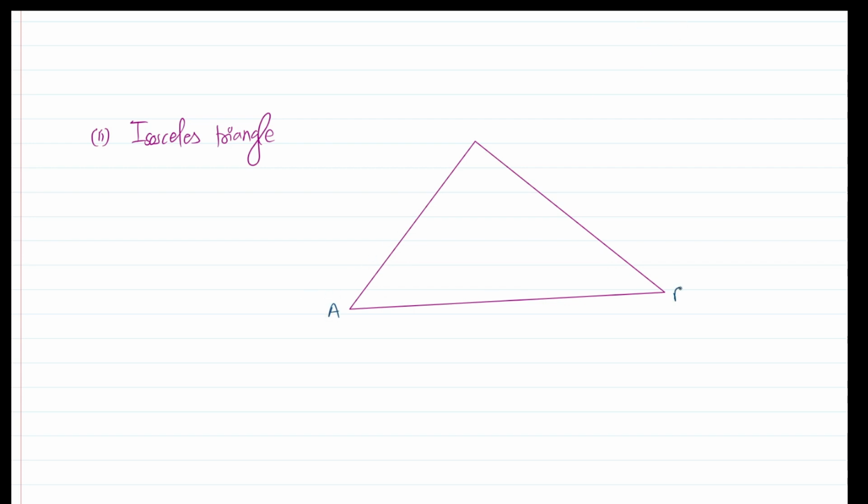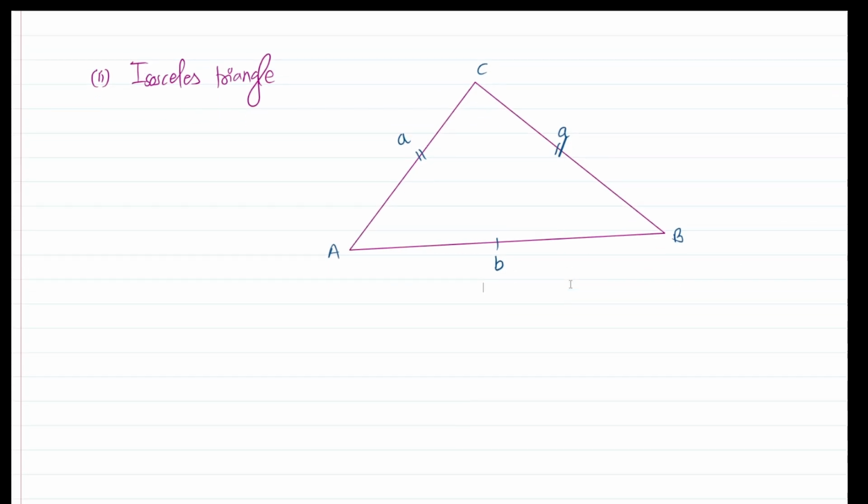Let's consider ABC is an isosceles triangle with two equal sides. Let this side be A and this side is also A, whose two sides are equal and the third side is different from these two sides. The unequal side may be B, right? Similarly, the same result is applied here. We do not know the height of this triangle.